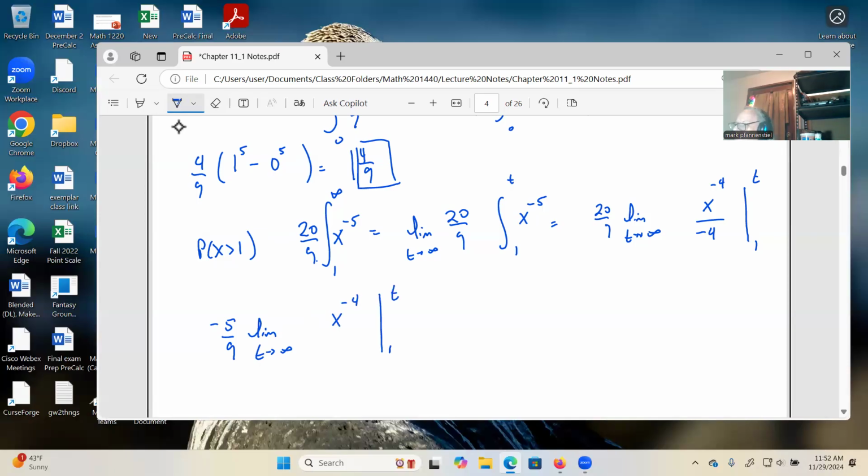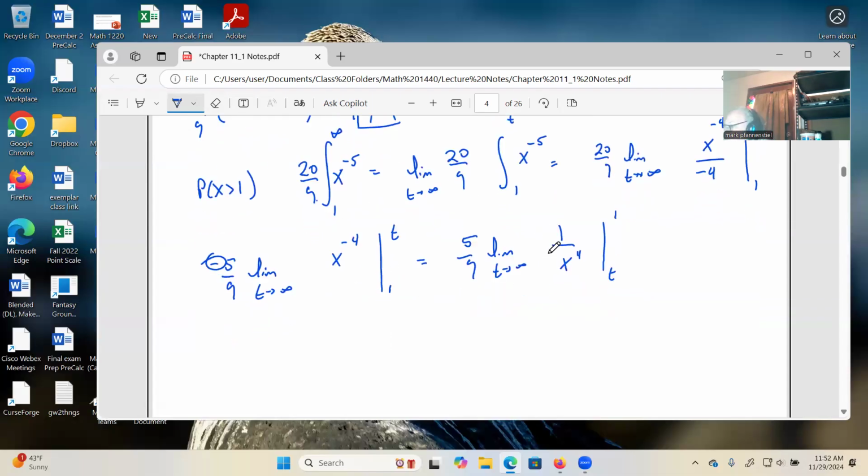Now, here's the thing that I always like to do when I end up with a negative. I say, okay, this is 5/9. Notice the negative sign is not there. Limit as t goes off to infinity, 1 over x to the fourth. I put it back down to the denominator because it's easier for me to think about limits this way. And we're going to go from t to 1. You flip the order of integration, that takes the negative sign out. Okay, and then we're just going to evaluate these limits.